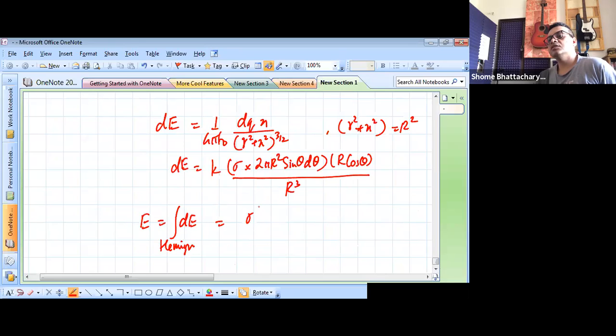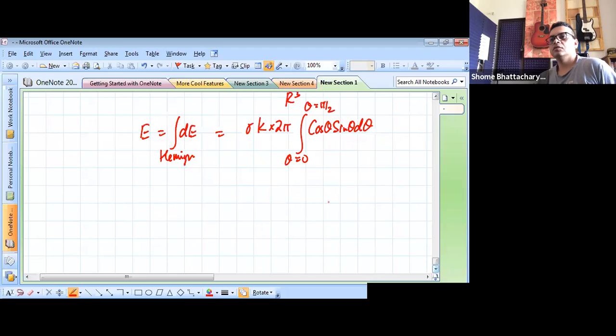So that is sigma k into 2 pi bar आ गया, r cube cancel हो गया, cos theta sin theta d theta integrated from theta equal to 0 to theta equal to pi by 2 because it's a hemisphere. So you can put sin theta as z, and so this will become sigma into 2 pi by k will become basically sigma by 2 epsilon naught.